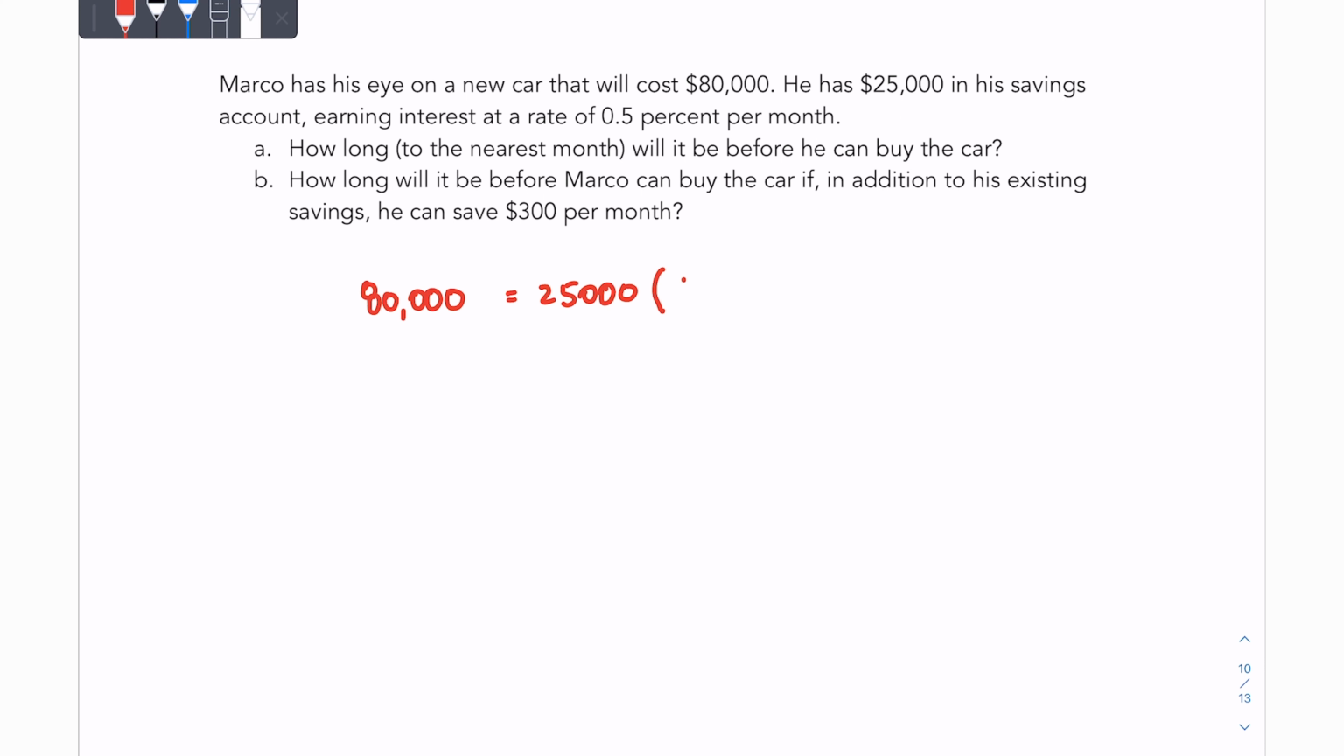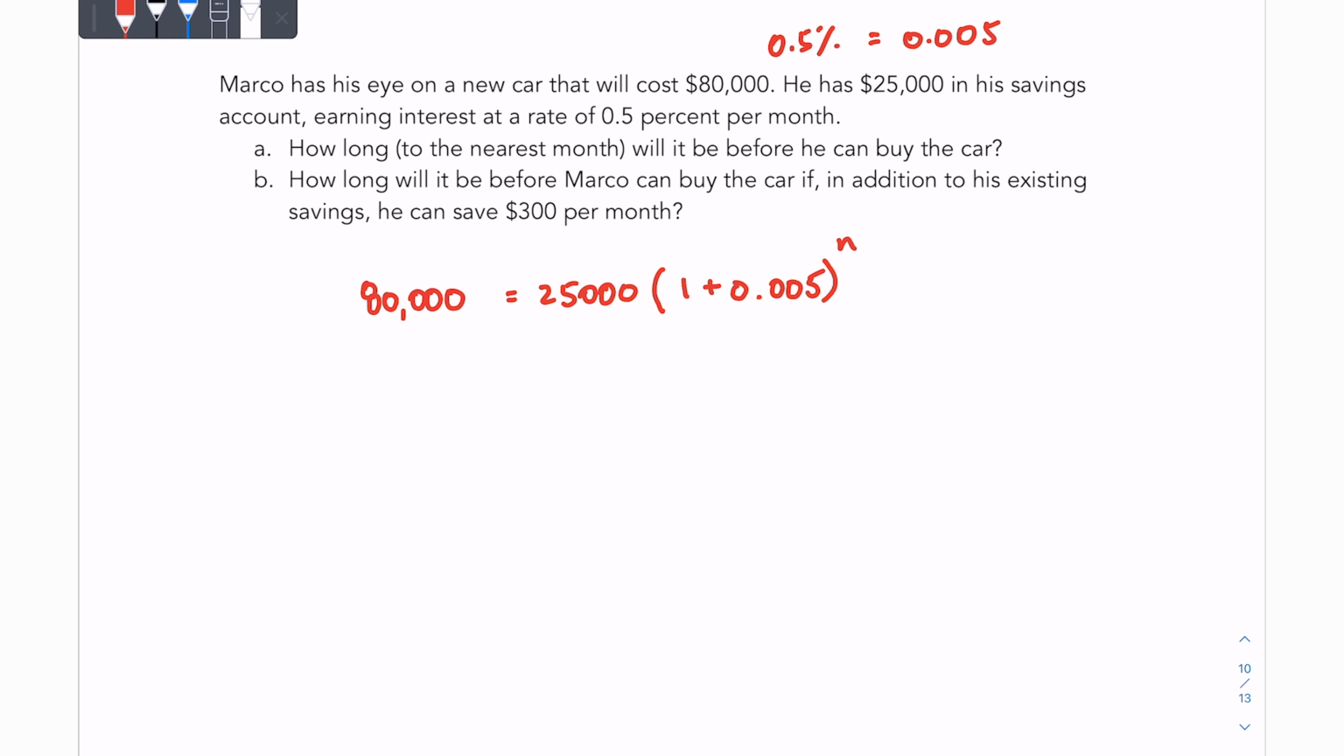I'm going to multiply this by 1 plus 0.005. That is 0.5%, which is 0.005 in decimal form. And we're looking for n. How many months will it take, if he's earning 0.5% per month, to grow $25,000 to $80,000?